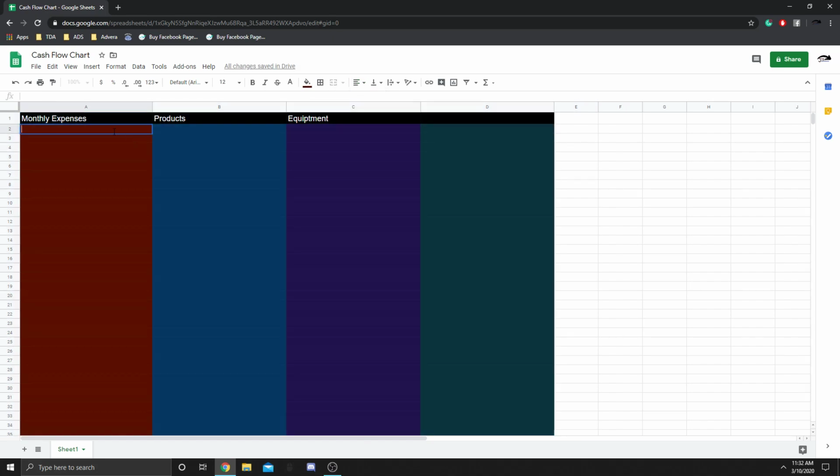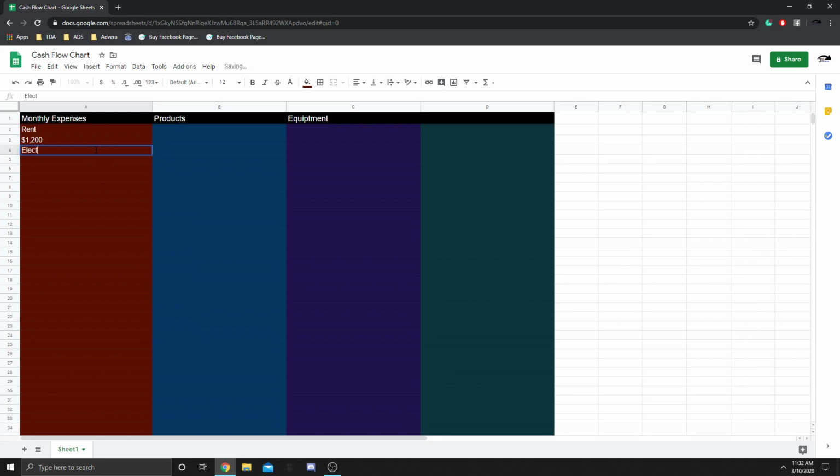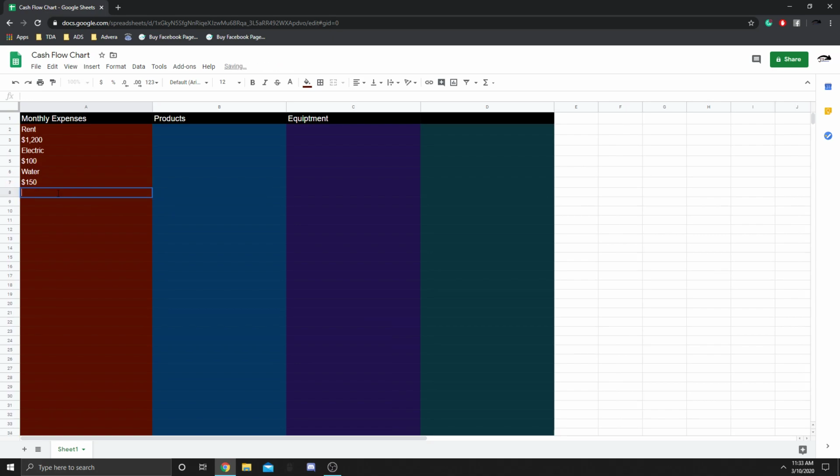So starting out using sheets, you don't want to put a number and then rent beside of it if you're going to use expressions. So in this instance, we would do rent. Let's say your rent's $1,200. I'm going to do electric. Let's say your electricity is $100. Let's say your water is $150. Put in your own numbers here. Let's say your internet is $80.